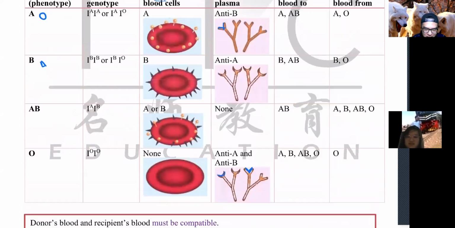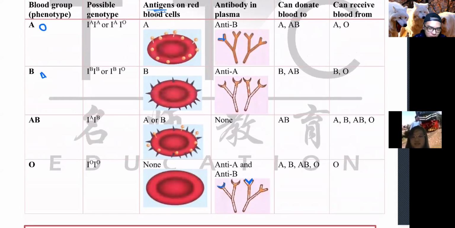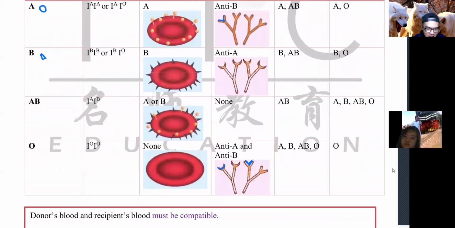Never mind. Let's talk about B. B is the opposite of A, so the shape of B is triangular. The markers on B are all triangles. So in their blood is anti-A, they will fight A. They can donate to B and AB, but they can only receive from B and O. Common sense. Anyway, if you're AB, your blood has two markers on it.